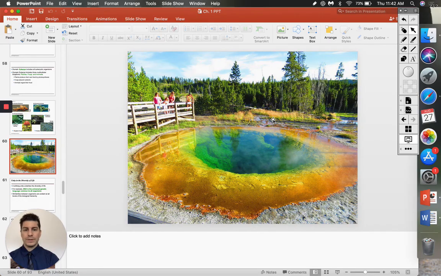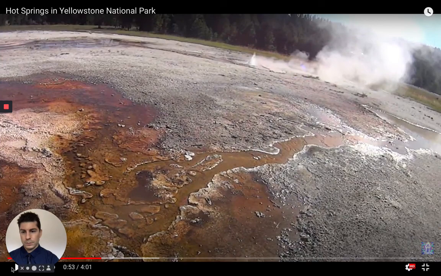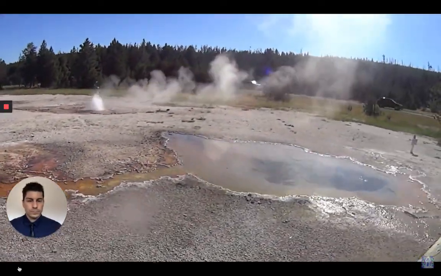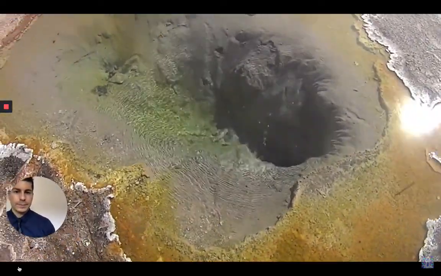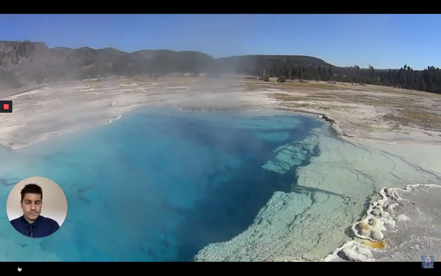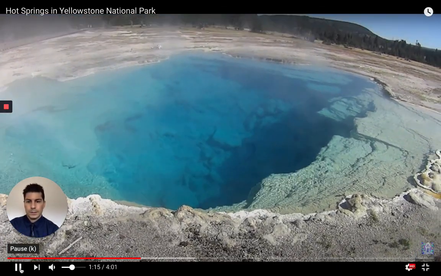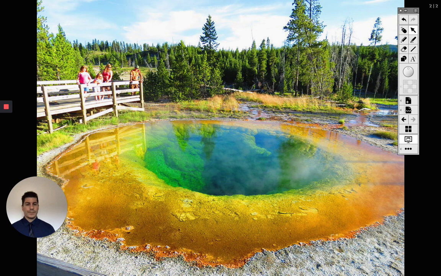But here is a small video of a hot spring and a geyser I found with Yellowstone. So there's your hot spring there. And there's an even larger hot spring. All right, I'm not going to show you guys all that. But you guys can see that they're very hot, they were steaming. And these are the areas that archaea are able to live in. They're able to survive in these very extreme environments.